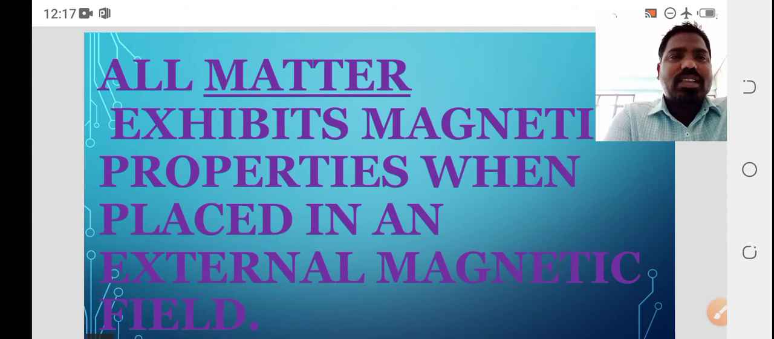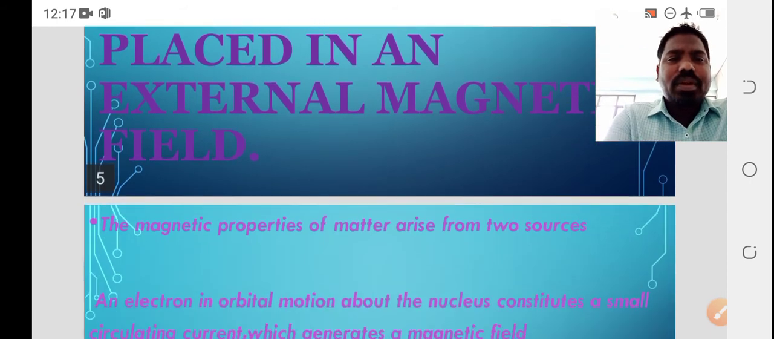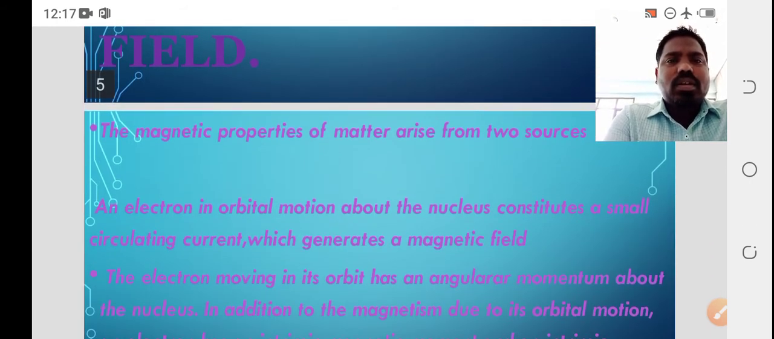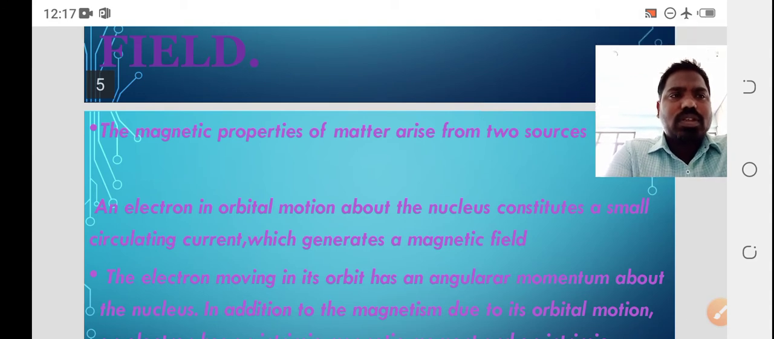So here matter may be solid, liquid, gas, or any type of material, any type of state. Okay. So how is the magnetic property generated? The magnetic property of matter arises from two sources.